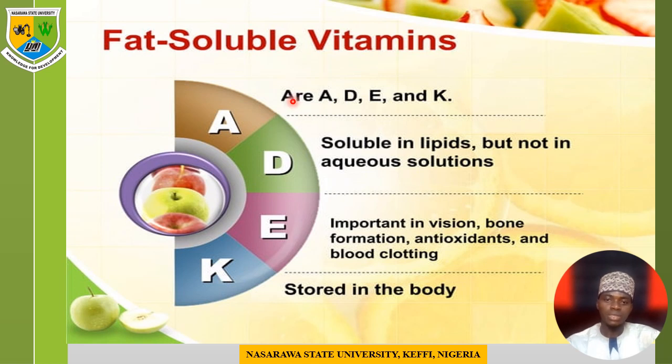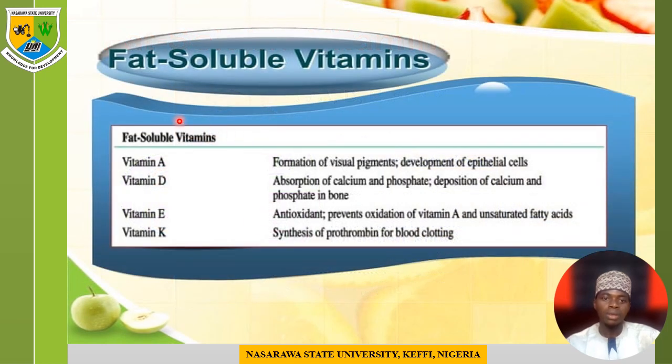So fat-soluble vitamins, we have vitamin A, D, E, and K. All these vitamins are soluble in lipids, but not in aqueous solution. They are important in vision, like vitamin A, it helps in vision. Vitamin D helps in bone formation. Vitamin E serves as an important antioxidant. And vitamin K plays a major role in blood coagulation cascade. There are some coagulation factors that are very important, which are synthesized with vitamin K, and they are stored in our system, just as we said during the introduction. So these are some basic functions of the fat-soluble vitamins.